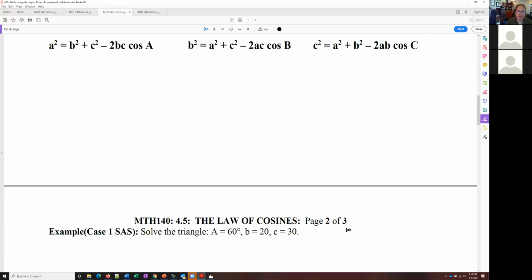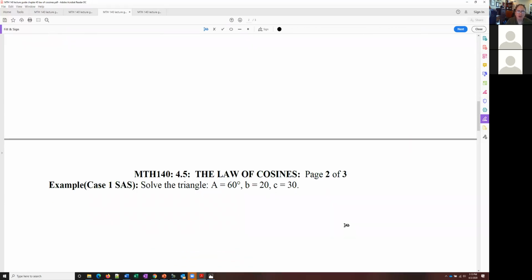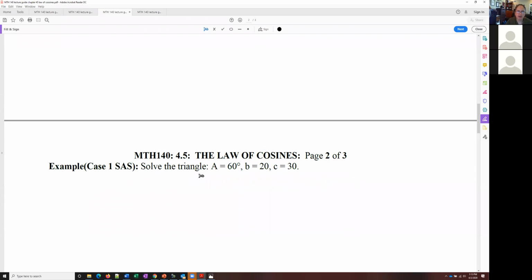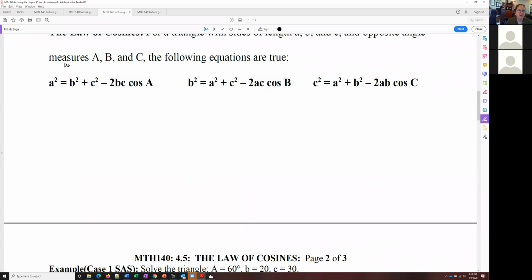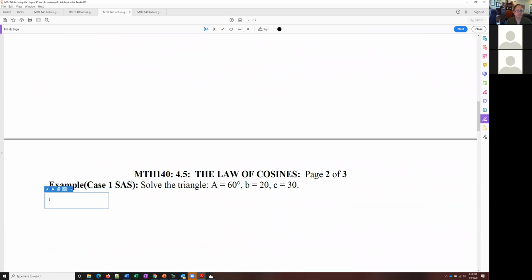Okay, so we're going to look at a few examples. We're going to start with thinking about a triangle where angle A is 60 degrees and side b is 20 and side c is 30. So we're going to start with using this first variation of the law of cosines that says a squared equals b squared plus c squared minus 2bc times the cosine of angle A.